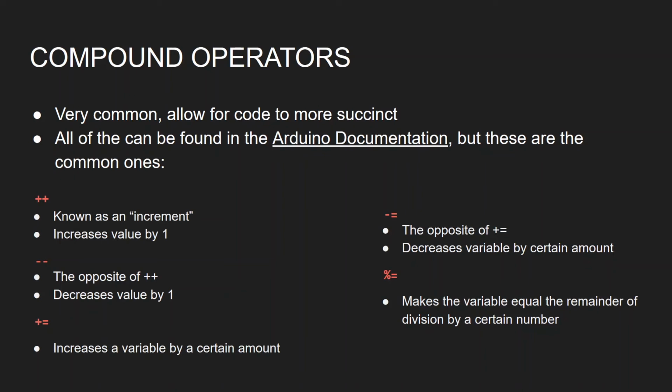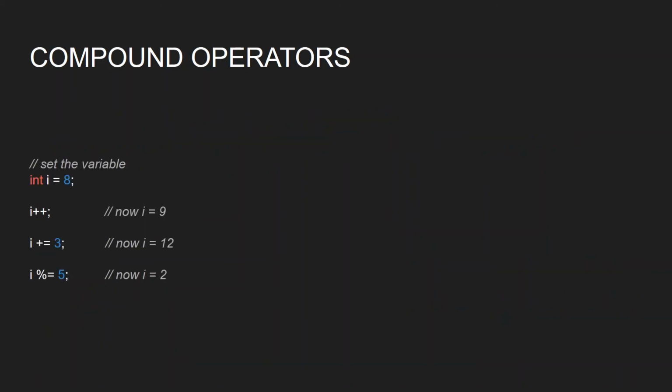So this can be a little complicated, so we've got an example. So we start with 8. Now we're going to do plus plus, so we get 9. Moving on, i plus equals 3 means that i equals i plus 3. So that's how it's expanded. i equals 9 plus 3.